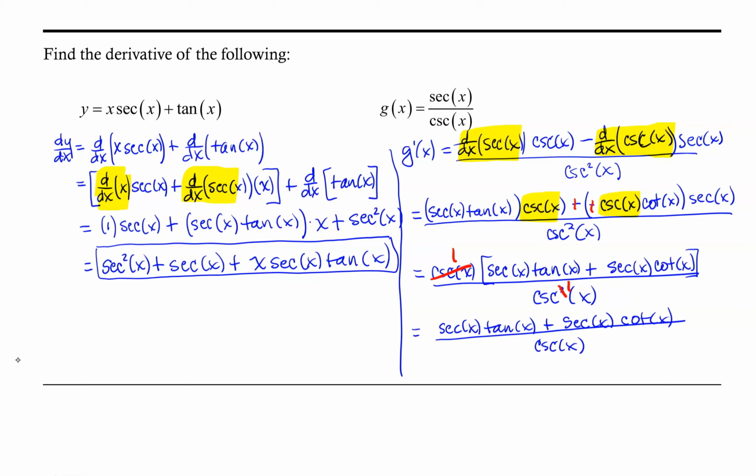Now let's investigate if there's any simplifying that can be done in that numerator. For example, if I have secant of x times tangent of x, that means I have 1 over cosine of x times sine over cosine of x.